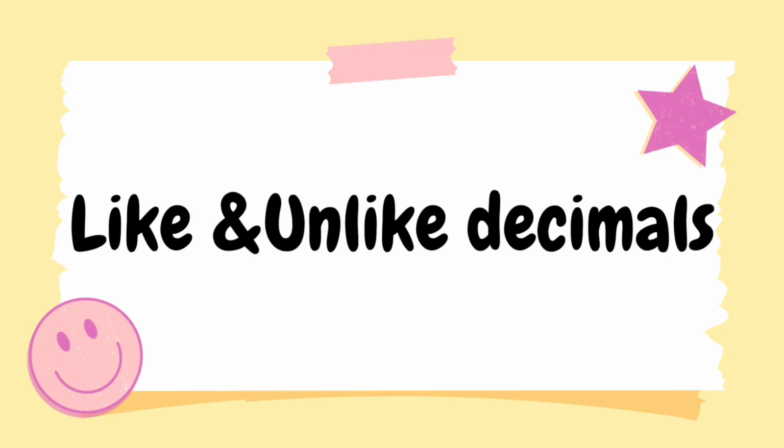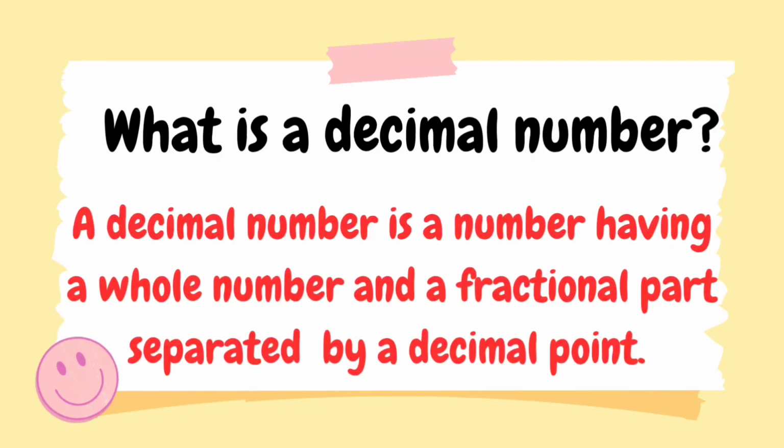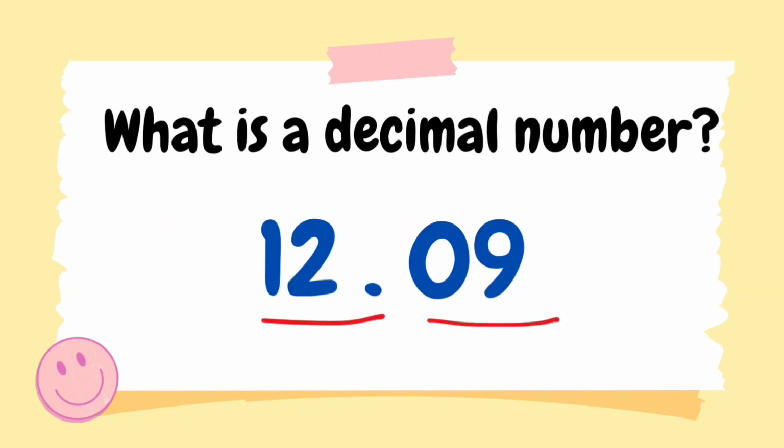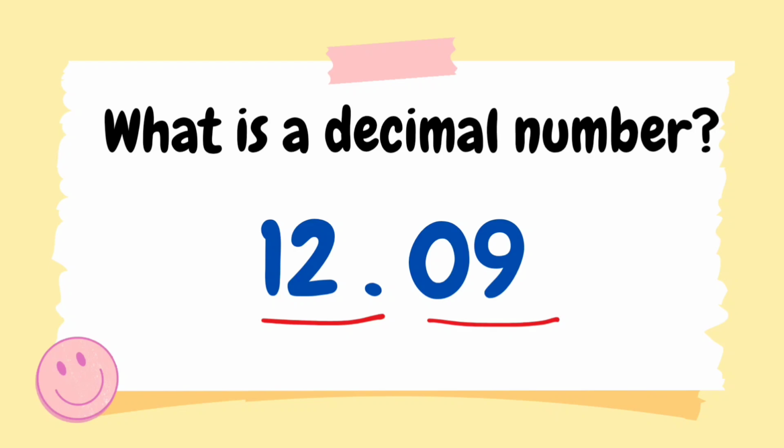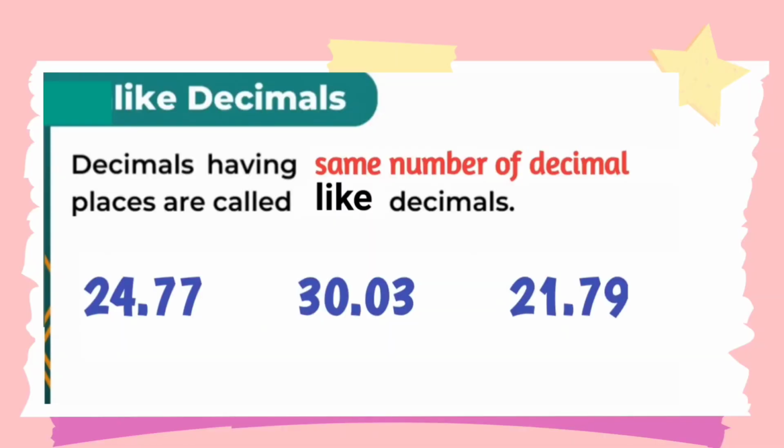You all know about decimals. Let's revise. Decimals are the numbers having a whole number and a fractional part separated by a decimal point. 12.09. Here 12 is the whole number and 09 is the fractional part. Both are separated by a decimal point. Now know about like decimals. Decimals having the same number of decimal places are called like decimals.